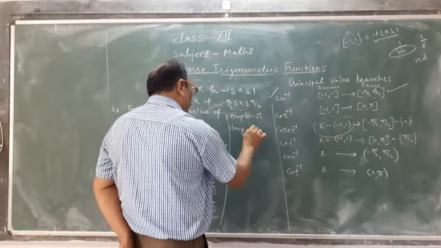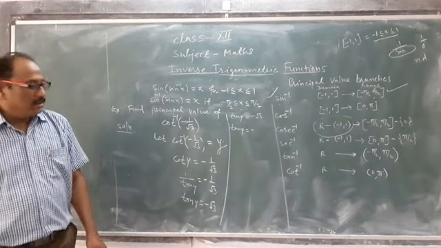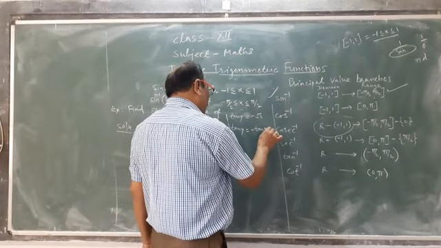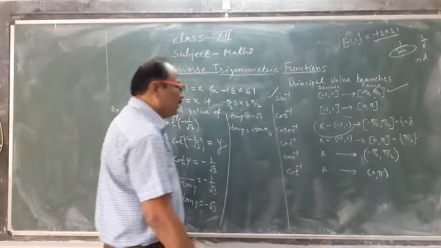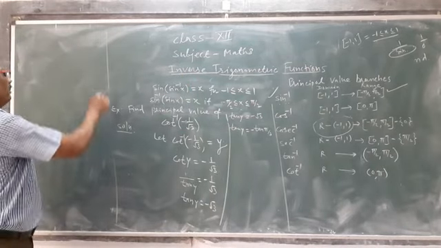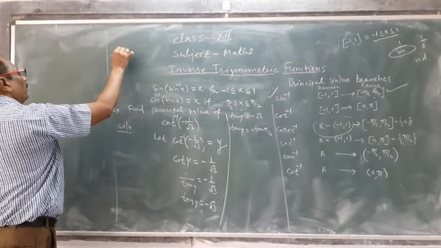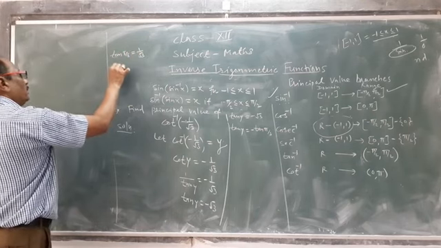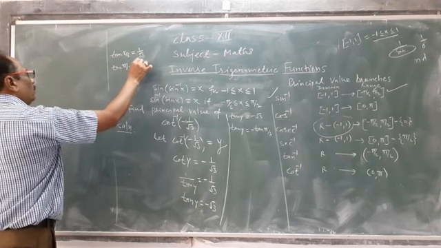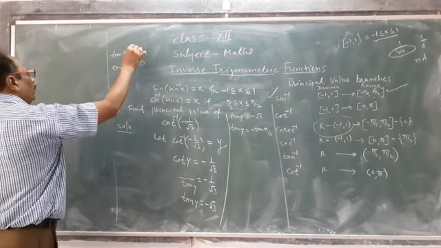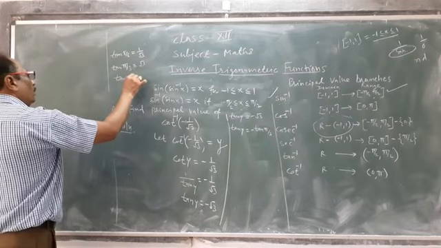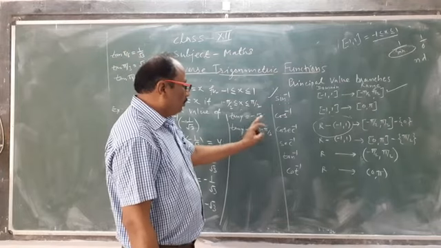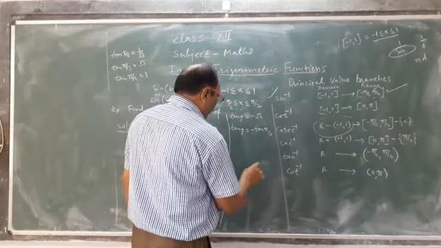tan y is equal to minus root 3, means tan 60 is root 3. Therefore, 60 degrees in radians we write as pi by 3. tan 30 is equal to 1 upon root 3, tan 60 is equal to root 3, tan 45 is equal to 1. These values you should remember. Therefore, minus root 3 means this one.